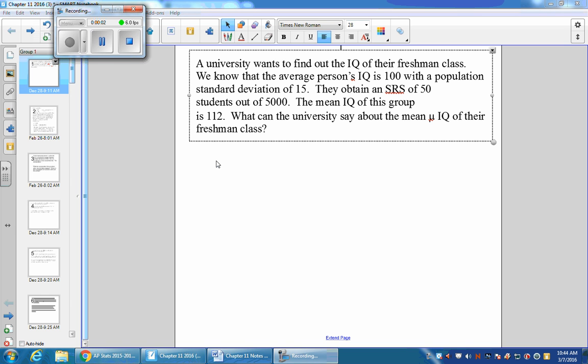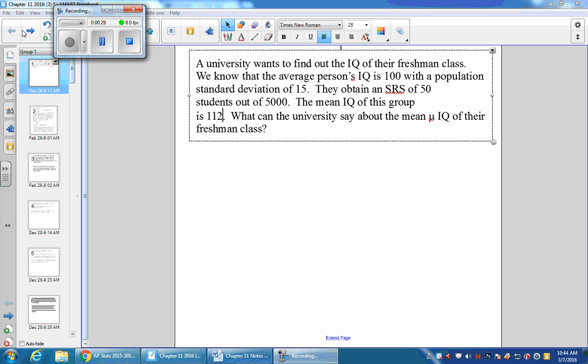A university wants to find out the IQ of their freshman class. We know that the average person's IQ is 100 with a population standard deviation of 15. They obtained an SRS from their college of 50 students out of the 5,000 that go there, and the mean IQ of this group was 112. Now, what can this university say about the mean IQ of their freshman class?